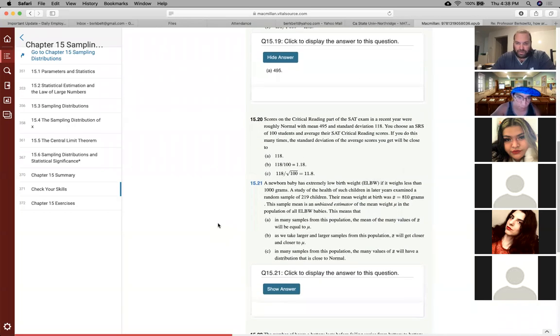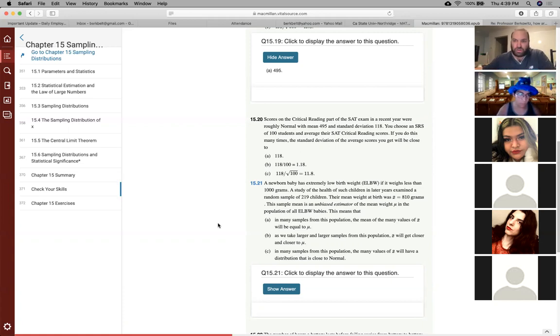Number 21. A newborn baby has extremely low birth weight, ELBW, if it weighs less than 1,000 grams. I'm sorry, quick question. Yes. Just to clarify, so 11.8 is the new standard deviation for the sample size? Not for the sample size. It's the new standard deviation for the sampling distribution for that sample size.